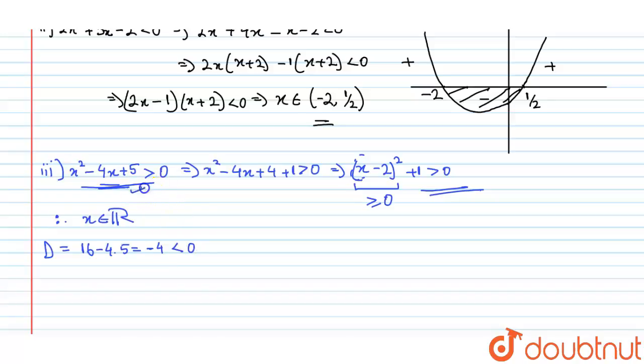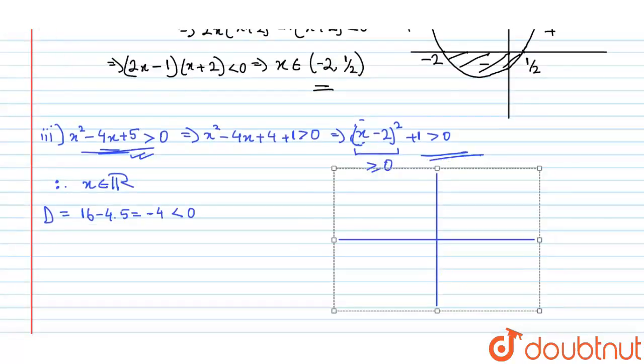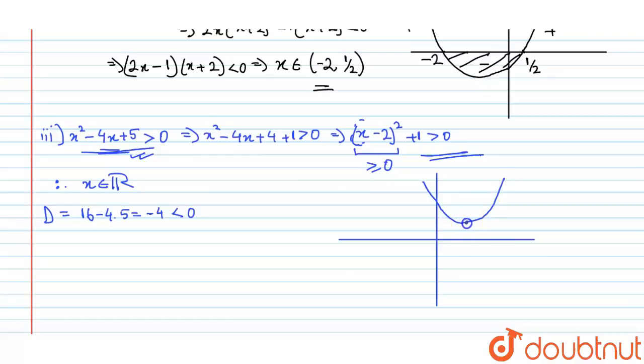So that means the graph for this parabola won't touch the x-axis, and since it is an upward facing parabola, if we draw the diagram accordingly, this is our axis. What will be the vertex, minus b comma 2a? It will be on the positive side. So we can say that the parabola will be like this. Clearly, for all values of x, the parabola is assuming a positive value. So this is our final answer for this one.